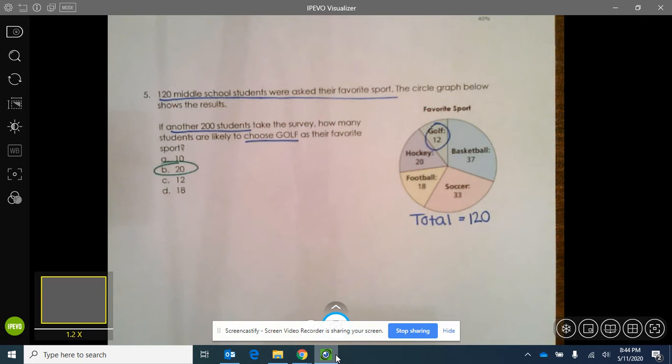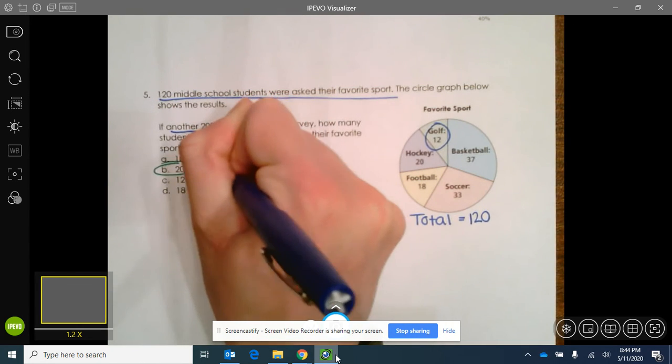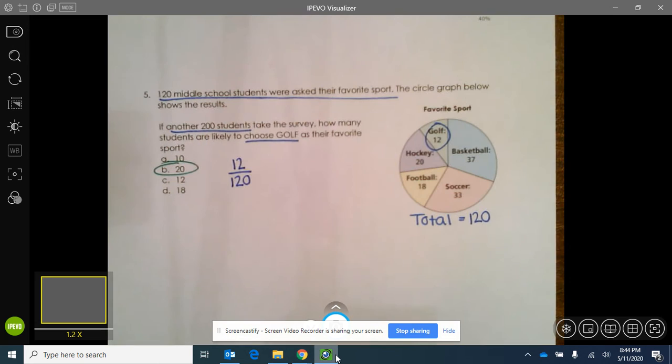Now the first thing I want to do is figure out from that original survey, so the 120, how many students picked golf? Well, it tells me 12. So 12 out of 120 students selected golf as their favorite sport.